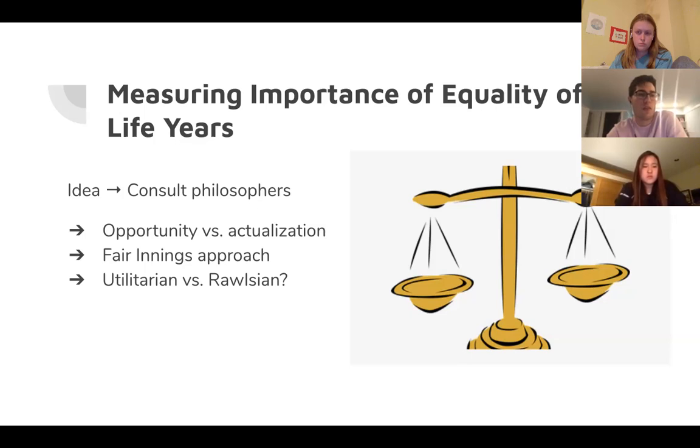At which point should two lives be considered equal? Should we take a classic fair innings approach where a number of life years is set as a finishing line, or instead create rolling weights based on group life expectancies, as Williams does? Should we concern ourselves with equality of opportunity or actual experience years? However, philosophers vary significantly from utilitarians to Rawlsians regarding the trade-off between equality and efficiency, so their insights would likely only carry us so far.